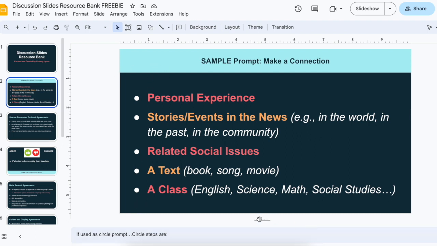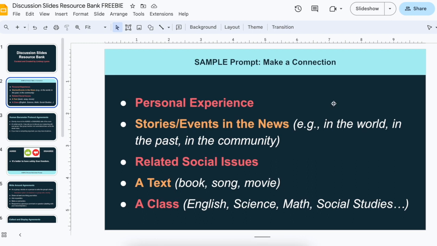So again, you can use it as a circle prompt. You'll see all my notes down here when you open it up. But I think one of the things that you want to invite first and foremost is a personal experience. This is something that almost everyone can share. Some sort of personal experience that connects, if not to the event or topic, to the emotion underlying a story that you read or something, right?